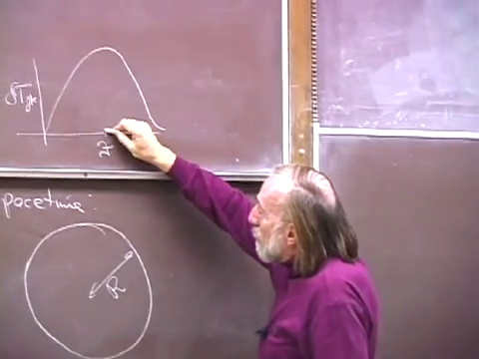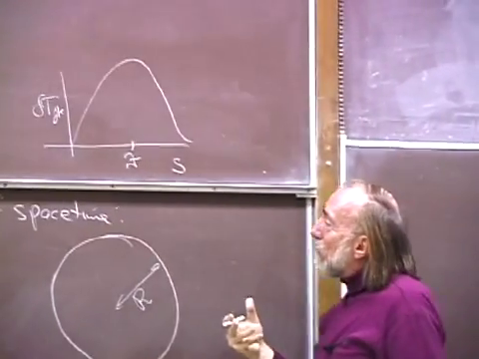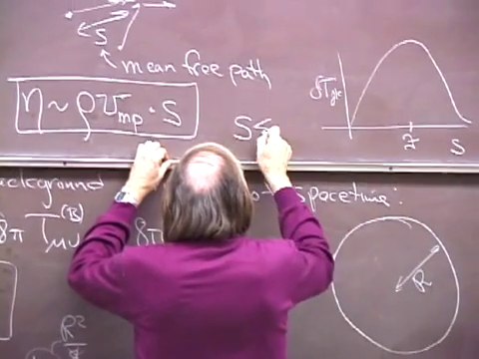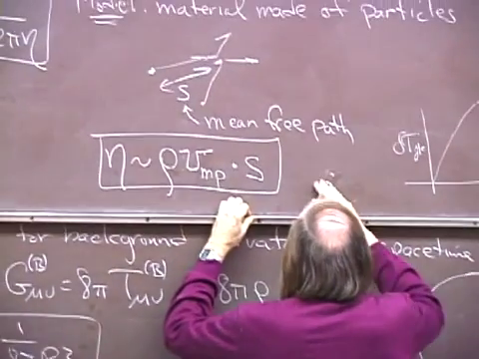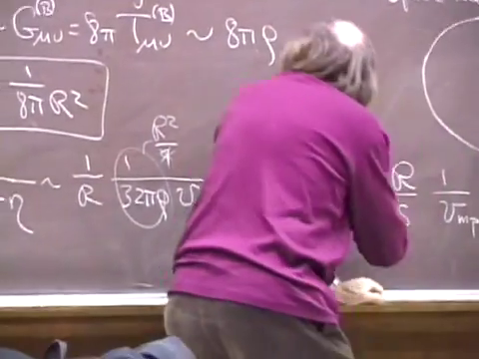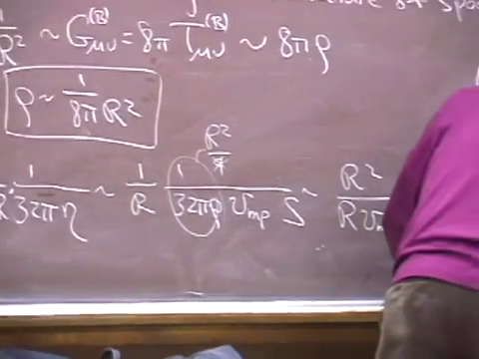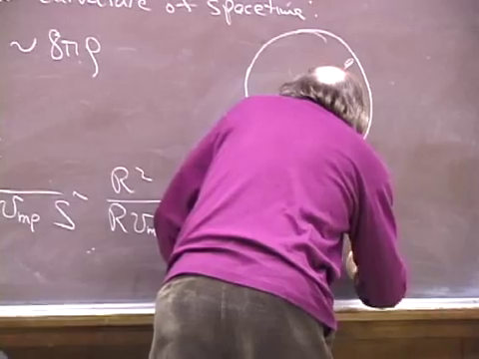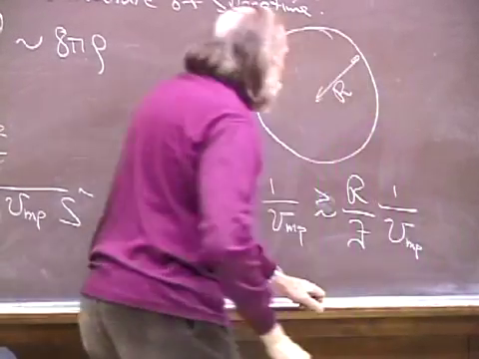And so the best we can do is to have a material whose mean free path for the particles is of order lambda bar. So the conclusion is that in this formula, eta is at its maximum when S is of order lambda bar. And so that means that the quantity I'm computing is greater than or of order R over lambda bar times 1 over the mean particle velocity.